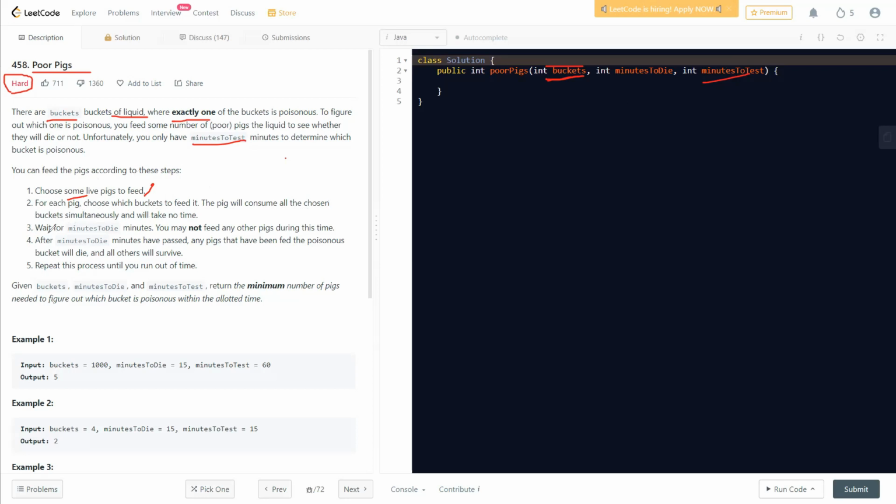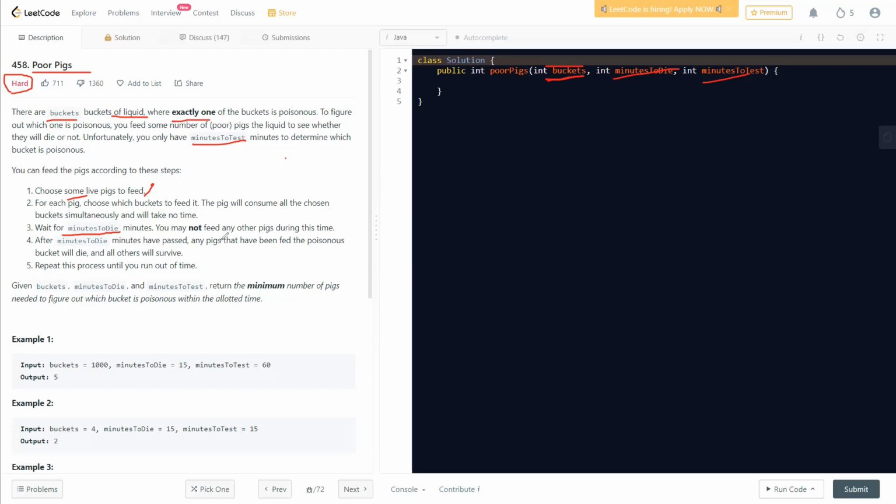Fine. Then it says wait for the minutes to die. Okay, so there's another variable given to you, the minutes to die. So you may not feed any other pig during this time. Okay, so minutes to die is given to you, so you need to wait for that time to check whether any pig dies or stays alive, like survives the process.